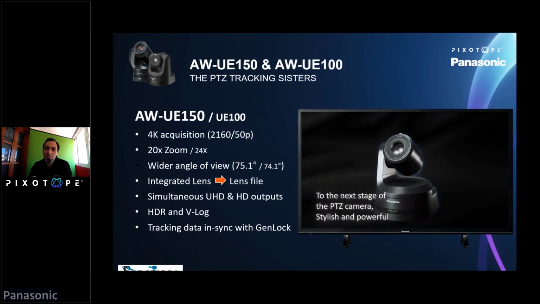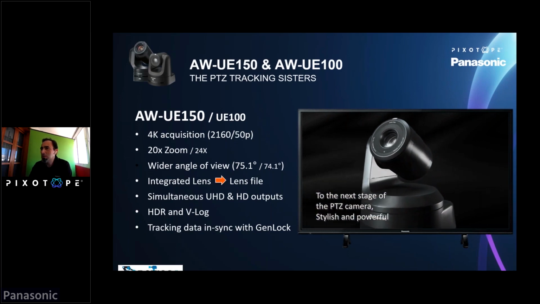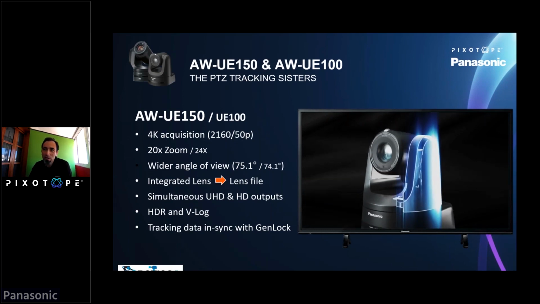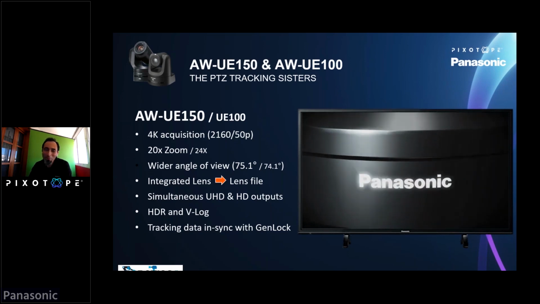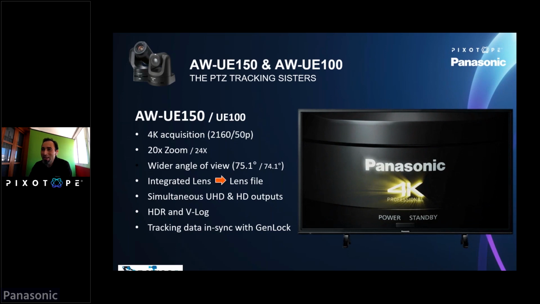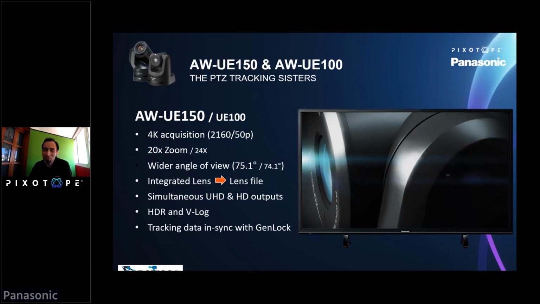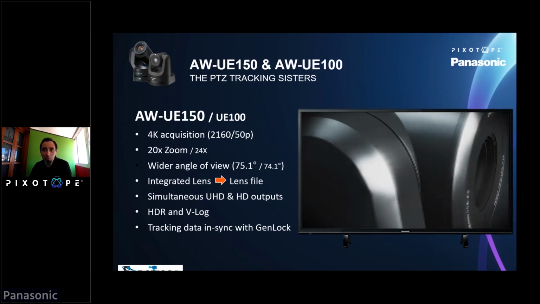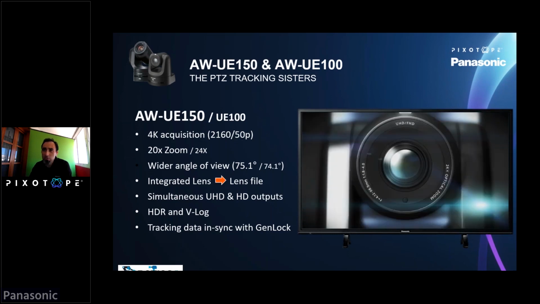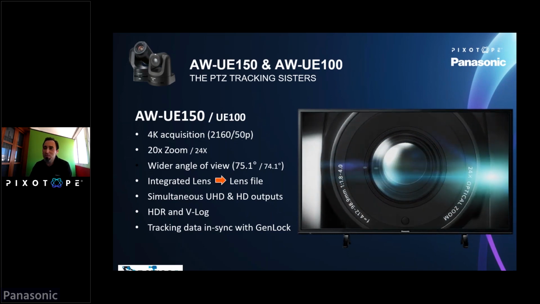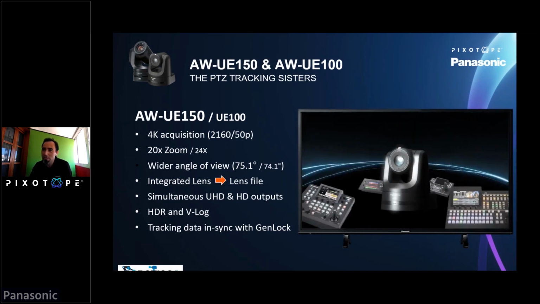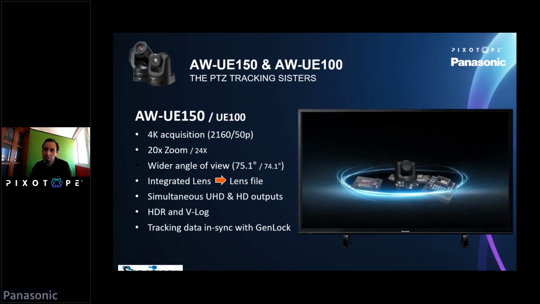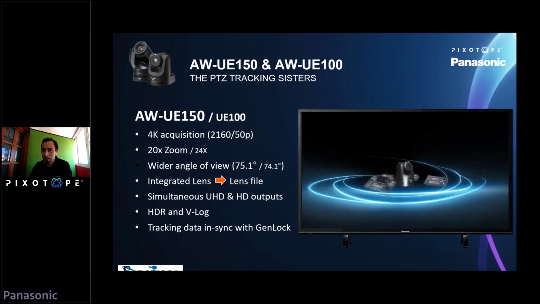So let me just very briefly tell you a bit more about these two cameras. The UE150, which is the camera that you have next to you right now, but also the 100, we're talking about 4K PTZ cameras supporting 2160 50p, so it means that both cameras can be used for broadcast. So the frame rate is 50. Also, other frame rates are supported as well.